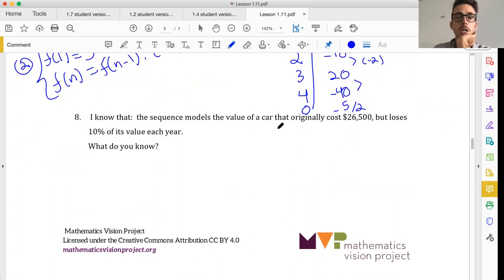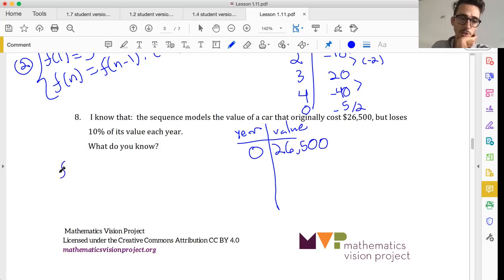A sequence models the value of a car that originally cost $26,500 but loses 10% of its value after every year. This sounds reminiscent of Augustus and his candy from 1.7. So I'll have this table denote the year of the car and then the value. So originally, year 1, 26,500. So we could also call that f of 0. Start to build our recursive equation there.